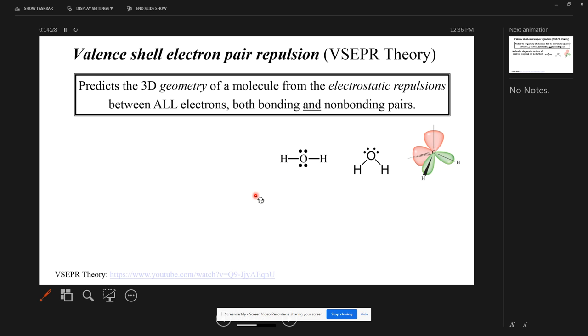So the name kind of tells you what's going on. There are these valence shell electron pairs, and they repel. That's any electrostatic repulsion between all bonding and non-bonding pairs. And so I told you you need to be drawing the dots. Now I've looked at some of your homework. Not everyone drew the dots, and shame on you. Draw the dots, because here's where they're going to come up.